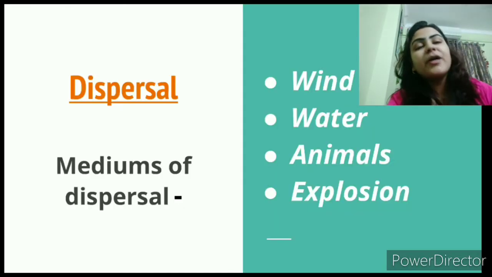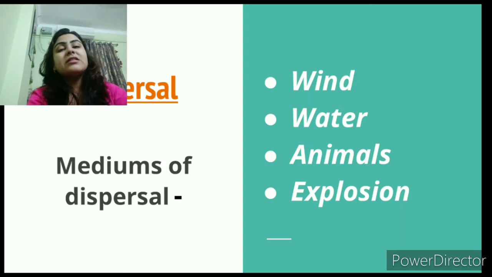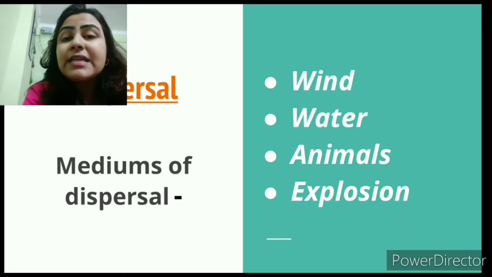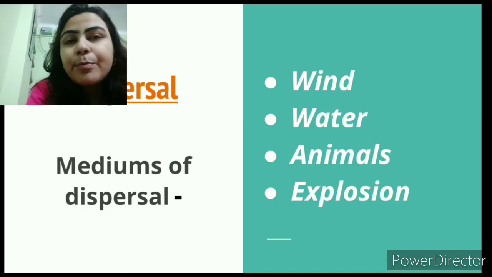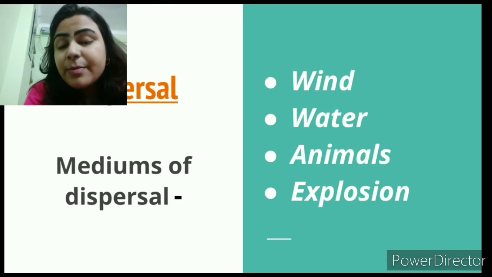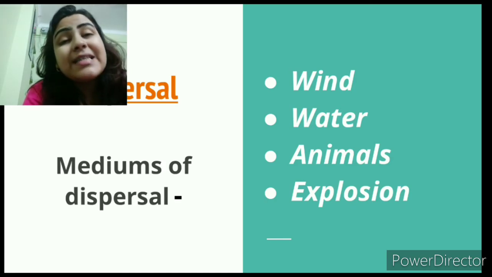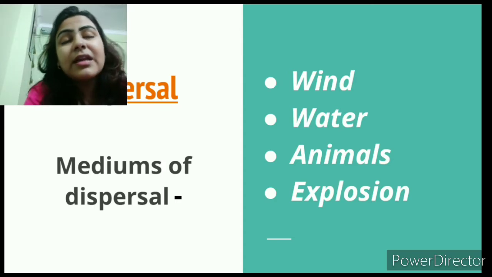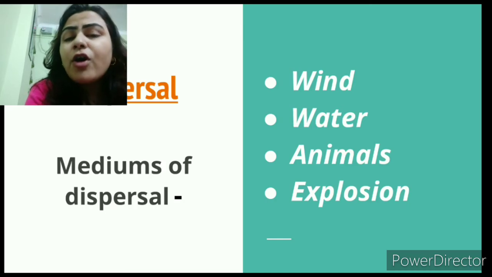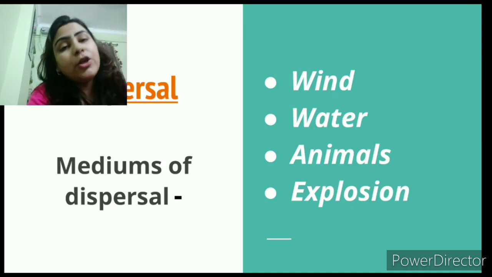Next, coming to the dispersal of seeds. Now, it is very, very important that the seeds are dispersed away from the mother plant. What is dispersal? Dispersal is spreading away of the seeds from their mother plant. Now, why is that important? Dispersal is important so that the seed can get all the necessary resources, all the suitable conditions for it to grow into a new plant.